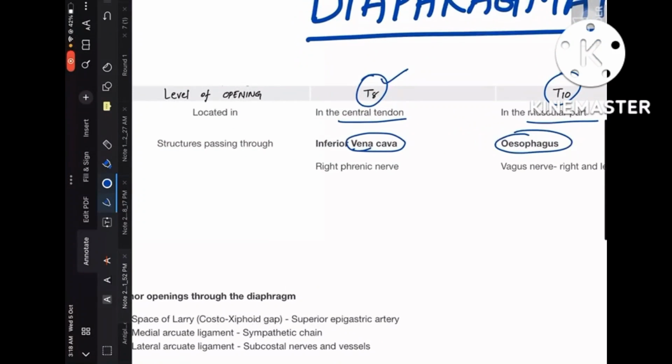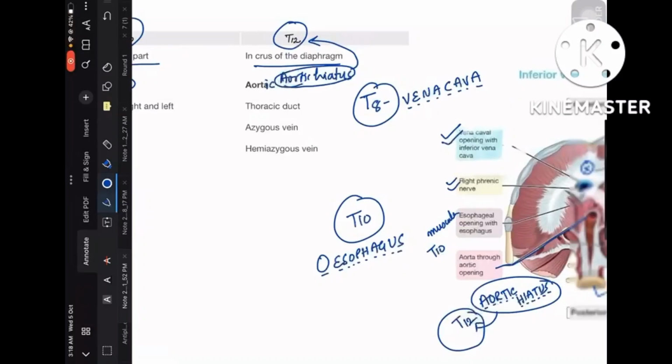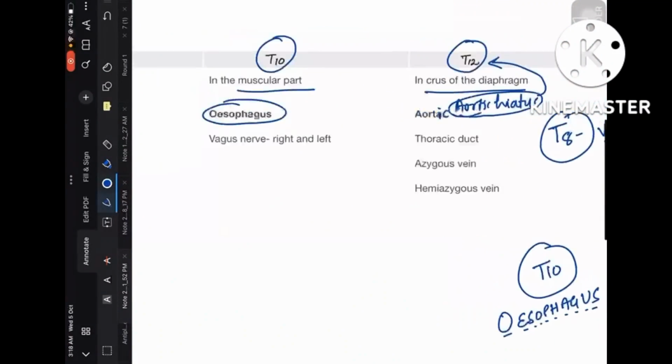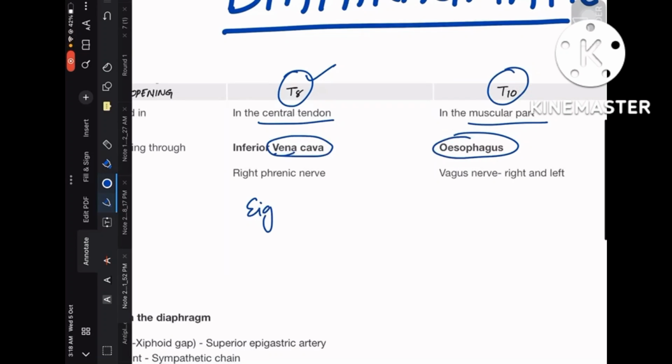Coming to the other structures that pass through the vena cava opening, here you have this yellow color nerve, right? That was the right phrenic nerve. So how to remember that? 8 and right are similar terms, right? You just have to replace E with R. So right phrenic nerve passes through the T8.